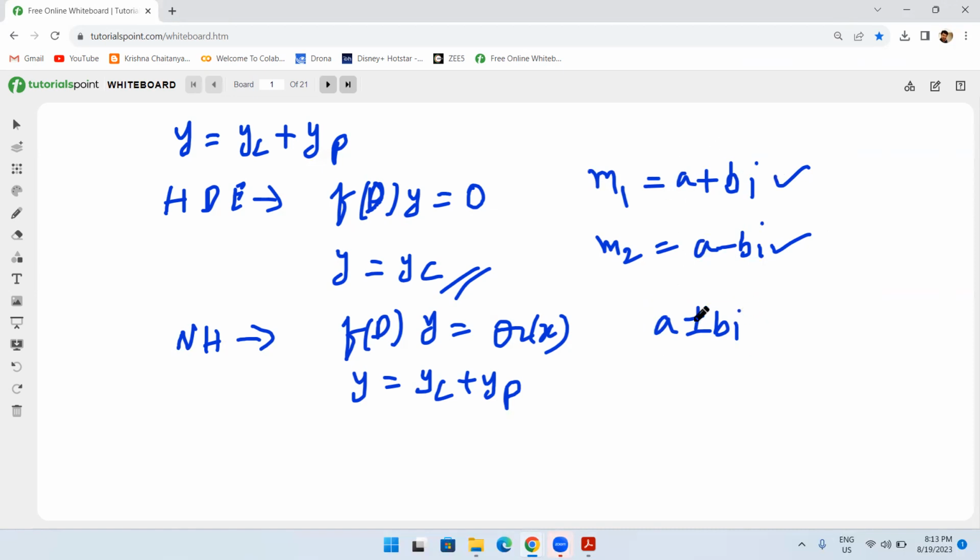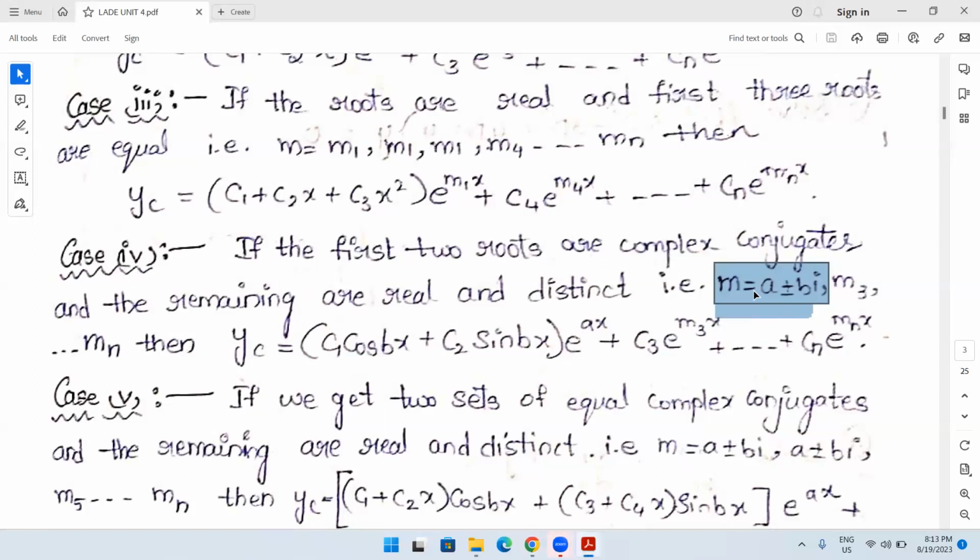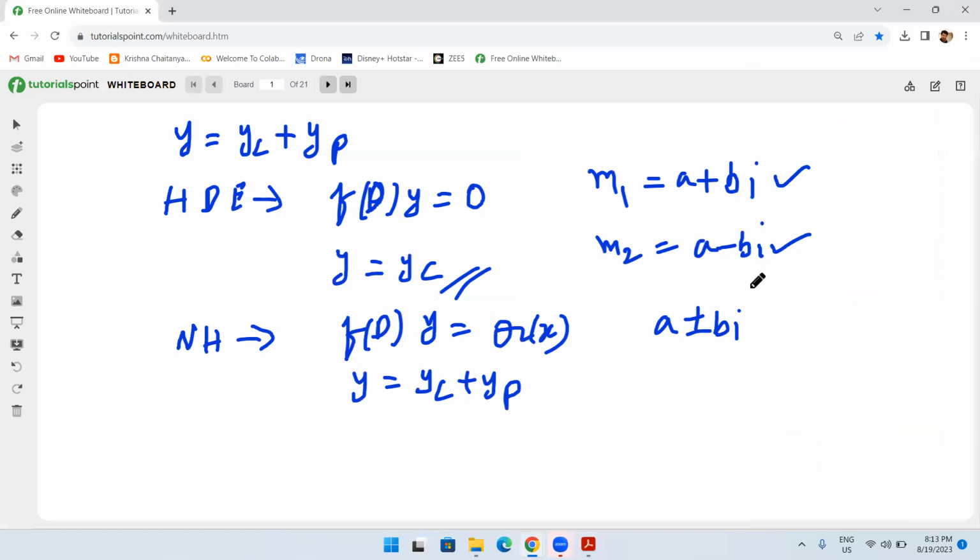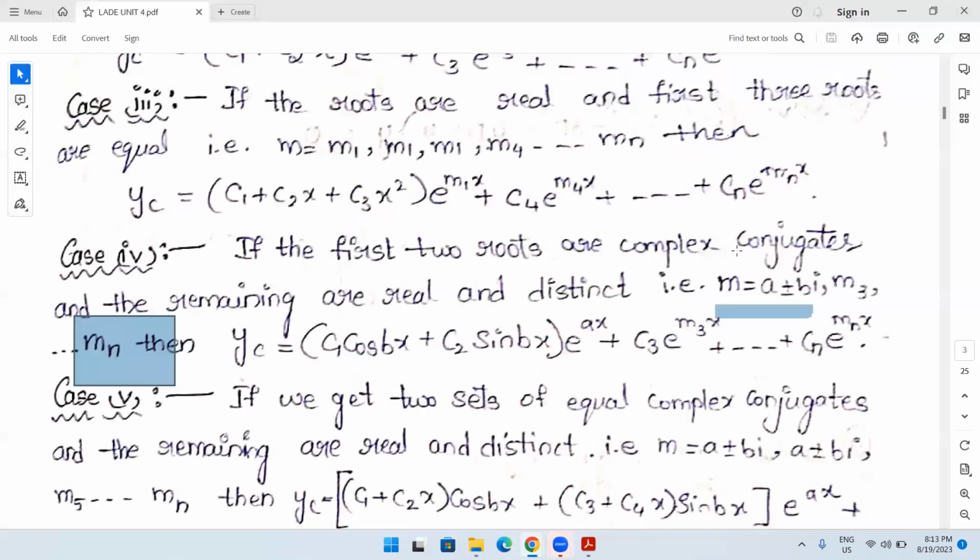If the first two roots are complex conjugates, that is m equals a plus or minus bi, then m3 onwards are real and distinct as usual. Remember, if we get a plus bi as a root, then definitely a minus bi is also another root. We cannot get a plus bi alone, and we cannot get a minus bi alone. So we get them combinedly as a plus or minus bi.